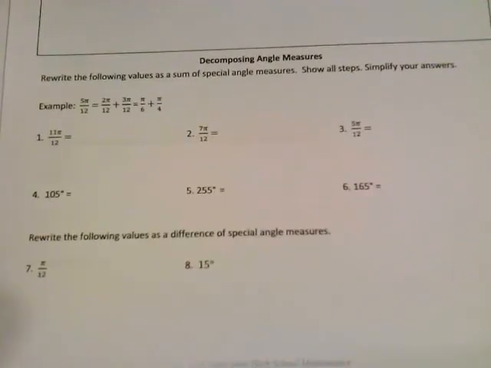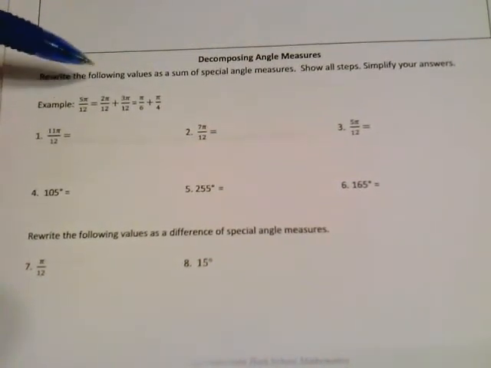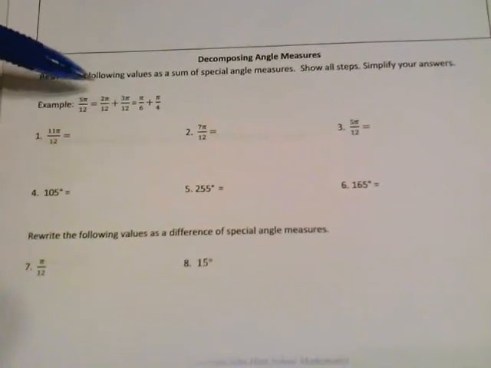So here's a little bit more of the warm-up before we really get into the lesson, but I do want to go through these with you because this is more related to what we're going to be doing later on in 8.5. The directions say rewrite the following values as a sum of special angle measures, show all steps, and simplify your answers. When they say simplify your answers, they don't mean add it back together again, just reduce the fractions that you have for your sums.